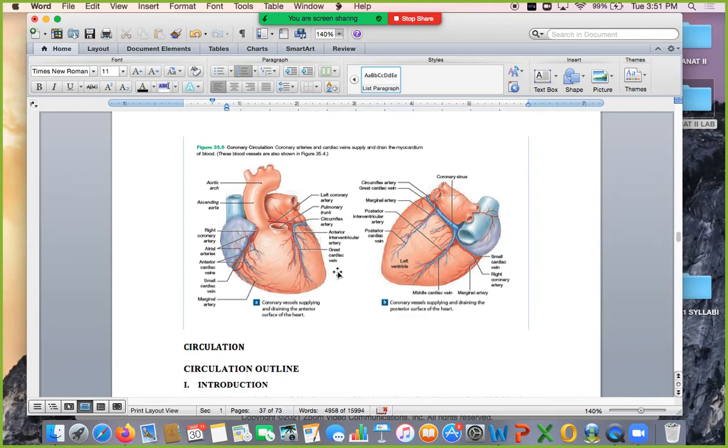All right, this one's talking about coronary circulation. So basically, you need to know which ones go the coronary arteries and the cardiac veins, how they supply and drain the myocardium of blood.